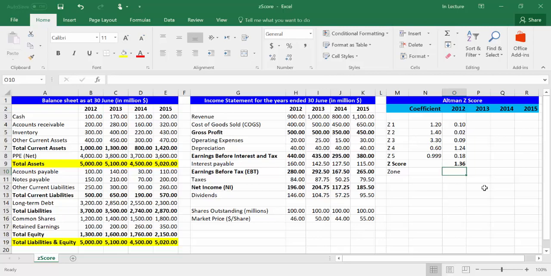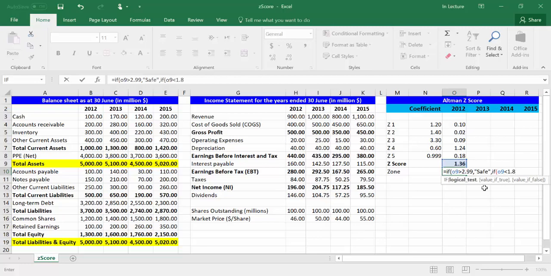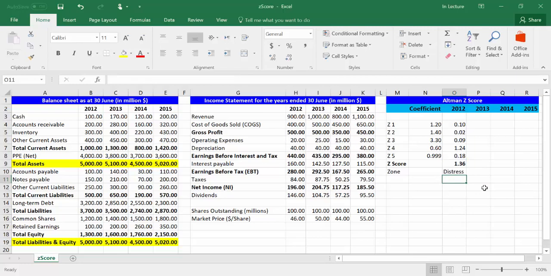In cell O10, write equal, IF, open bracket, O9 greater than 2.99, comma, quotation mark, safe zone, quotation mark, comma, IF, open another bracket, O9 less than 1.8, comma, quotation mark, distress zone, quotation mark, comma, quotation mark, gray zone, quotation mark. Close first bracket, close second bracket. Press Enter. We will get a distress zone.